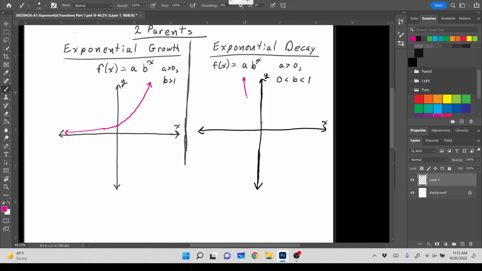The actual exponential decay looks like this. Oh, it's going down. Yes, it is, because it's decaying.